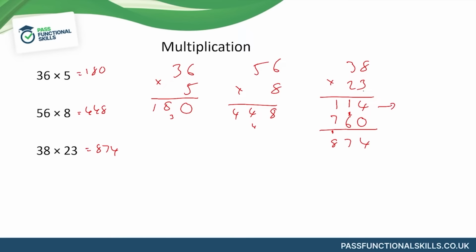Now on this top row we've done 3 lots of 38, and on this bottom row we've done 20 lots of 38. So in total that would be 23 lots of 38. And that's why I put in the 0, otherwise that would simply have just been 2 lots of 38. It's a very common mistake as well, omitting that 0.